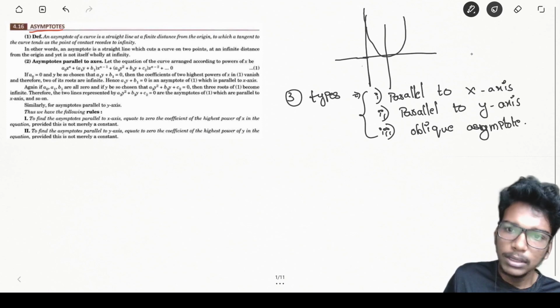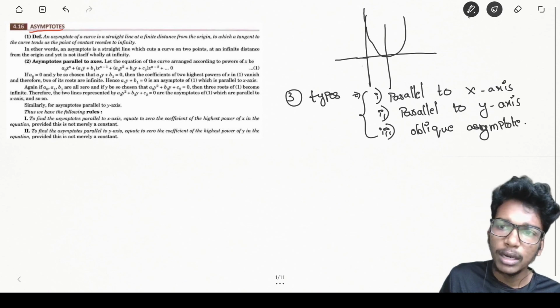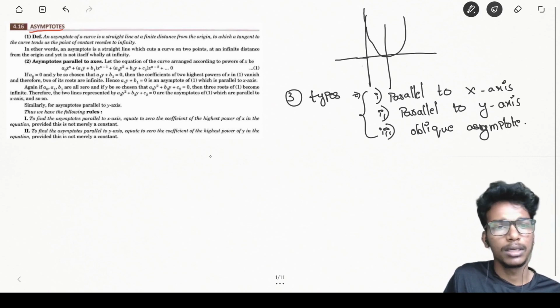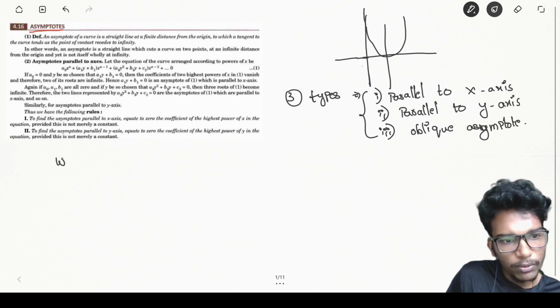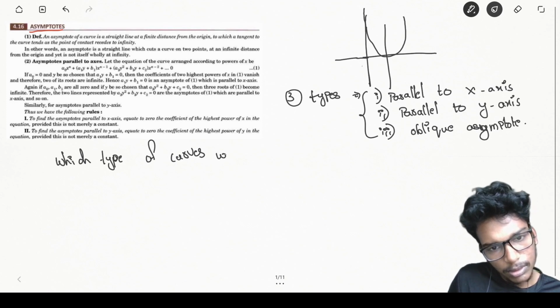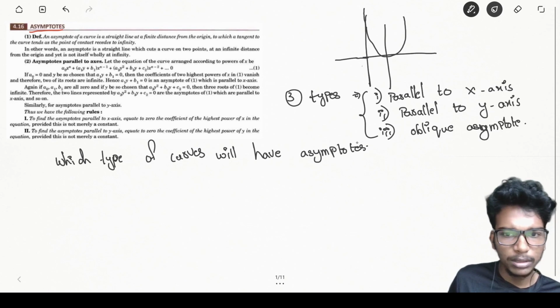Before knowing how to find an asymptote, just think of which type of curves will have asymptotes. That's my question. Which type of curves will have asymptotes? Just think about this question.